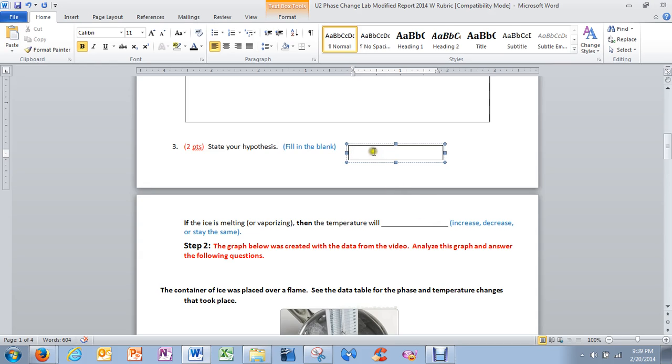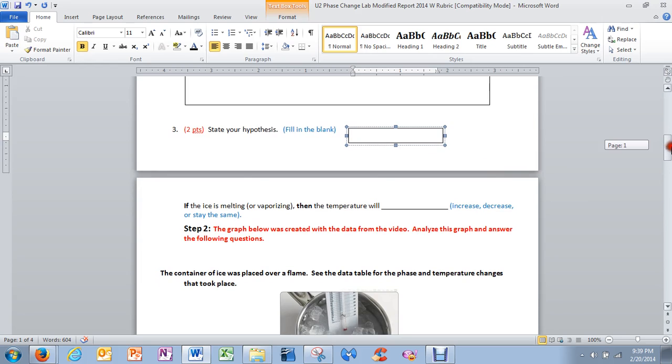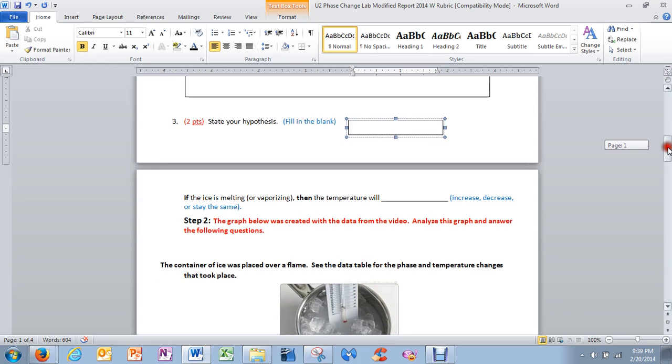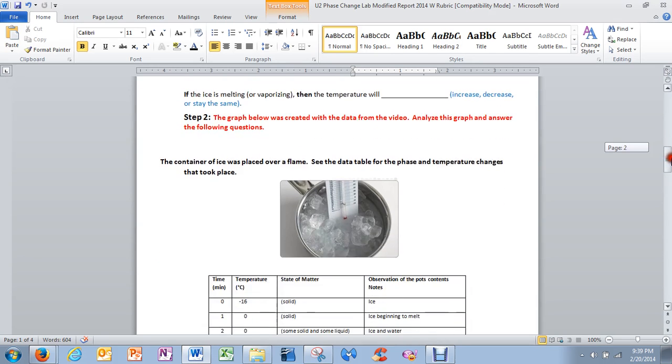And even if you're wrong, you can get credit for this if in the conclusion, when you start writing about what happened in the lab and what you actually observed and what the evidence points to, you include in that conclusion, hey, my hypothesis was way off. I said it was going to do this, and it didn't. It did this. And this is why I think it did this, then you'll get full credit.